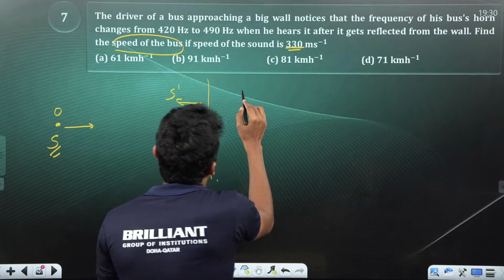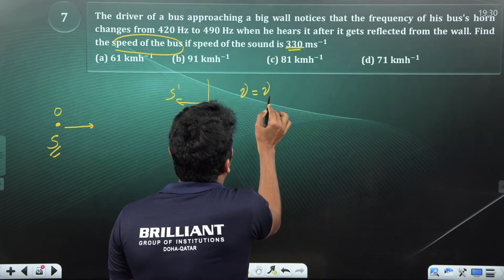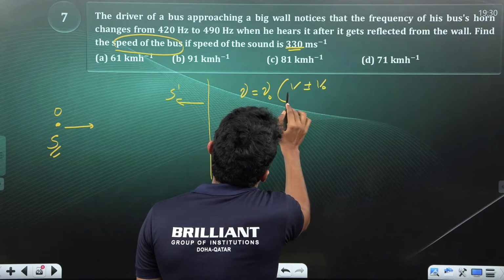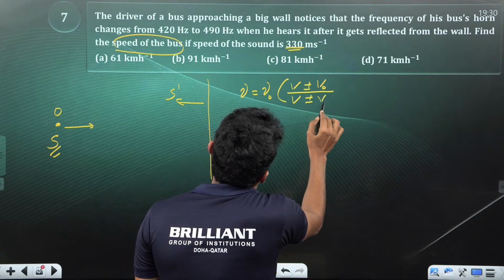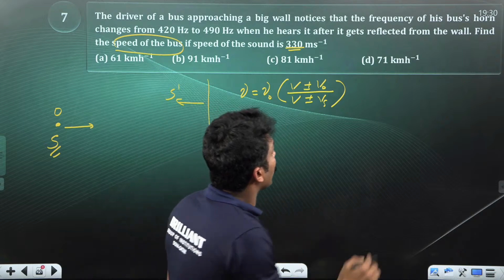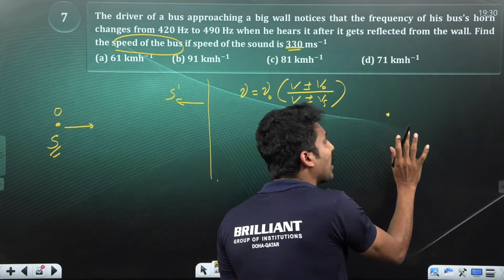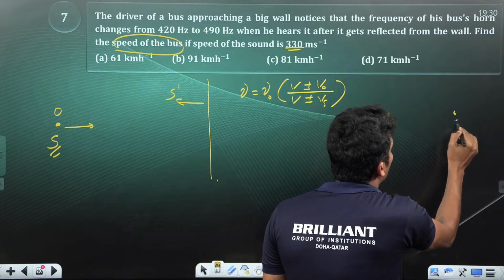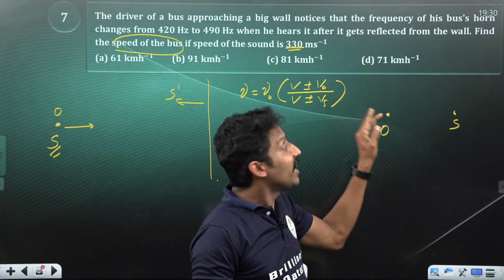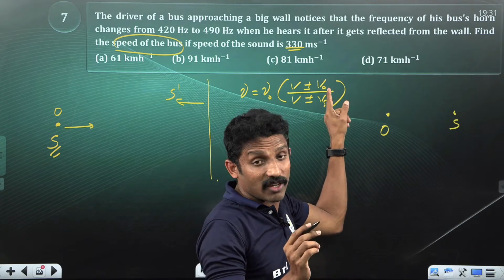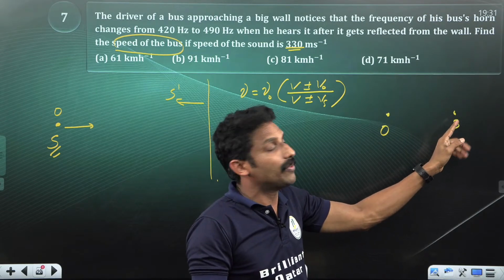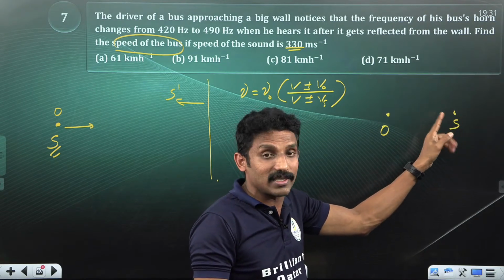We have the Doppler equation for frequency. The apparent frequency is the original frequency into speed of sound plus or minus speed of observer, divided by speed of sound plus or minus speed of source. This is the formula we use. Generally you take a figure with the observer on the left and source on the right. If the observer is approaching the source, you take VO as positive. If the observer is moving away from the source, you take VO as negative. If the source is moving away from the observer, we take VS as positive. If the source is moving towards the observer, you take VS as negative.